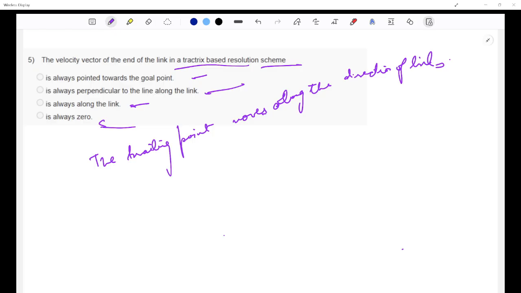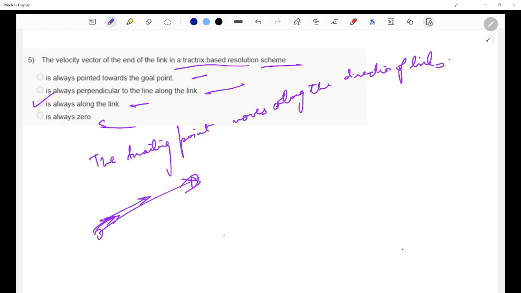We saw that tractrix is a curve traced by a point that is pulled by a string of fixed length. So the velocity direction of the trailing point is along the string, right? In robotics, the string is the link and the trailing point is the end of the link. So velocity of the link end is always along the link direction. This means that the point moves towards the base of the link along the link itself. This avoids unnecessary lateral motion of the links. So the correct option is C.